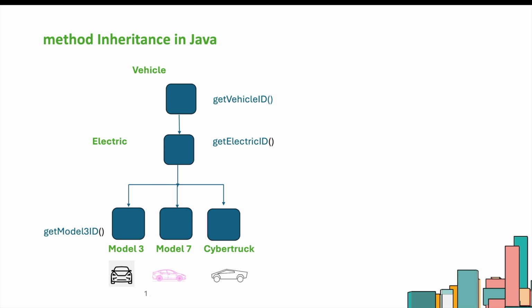Let's look at method inheritance. Suppose vehicle has a method called get vehicle ID, the electric class has a method get electric ID, and the model 3 class has a method get model 3 ID. So model 3 can access get model 3 ID as well as get electric ID, because electric is a superclass for model 3, and model 3 can also access get vehicle ID because vehicle is a superclass for model 3. Let's look at the code.